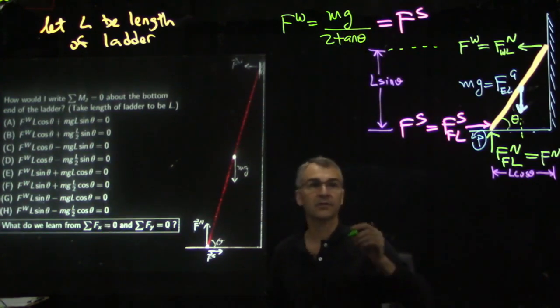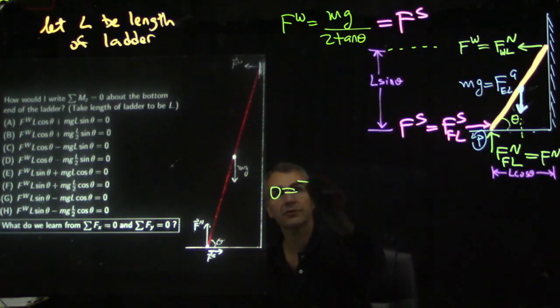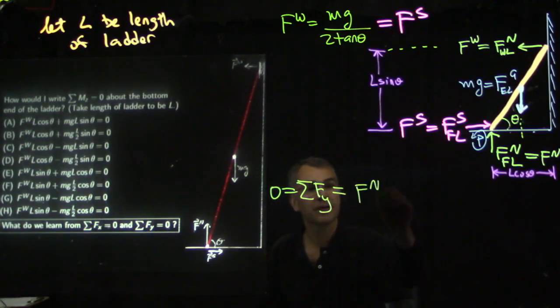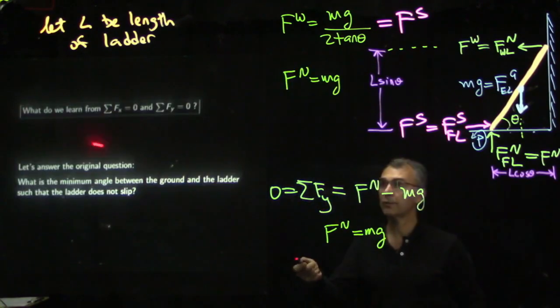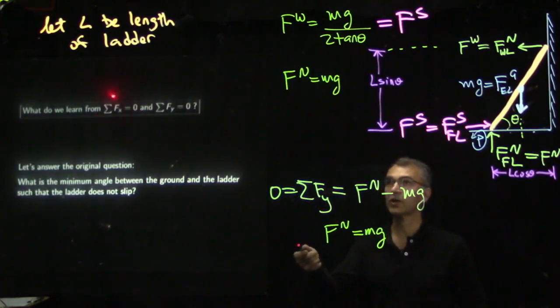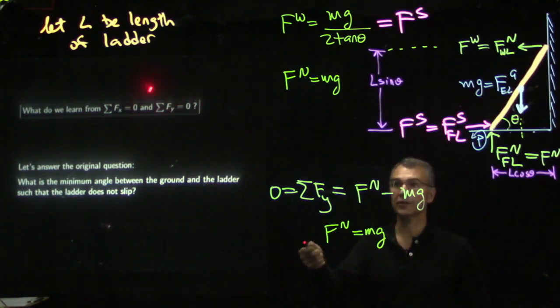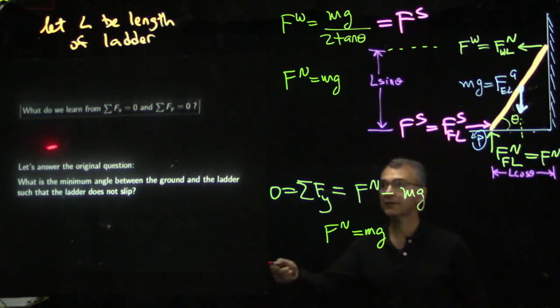Next, we can ask, what does the sum of forces in y give us? 0 equals the sum of the forces in the y direction acting on the ladder. Let's do up minus down. We have F normal upward and gravity downward, so F normal equals mg. It seems like what we learn from the sum of forces in x equals 0 is that F static equals F wall, and what we learn from the sum of forces in y equals 0 is that F normal equals mg.